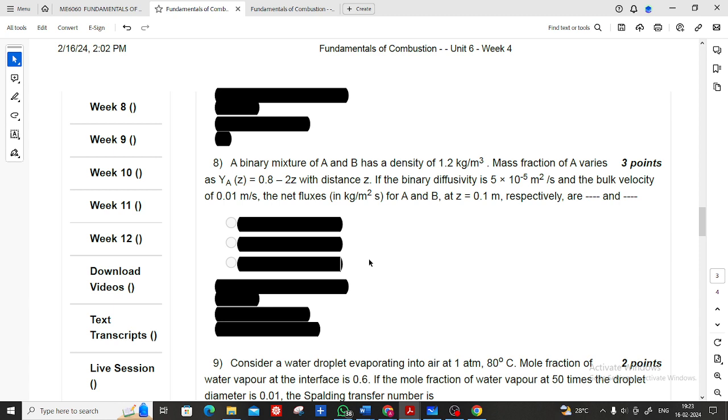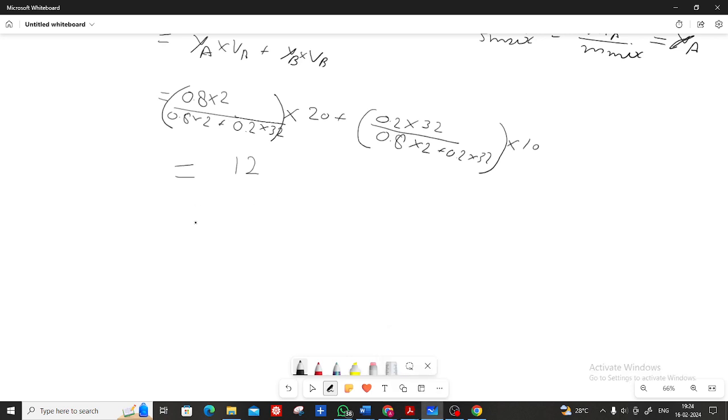Sir, the mass flux of A is 4.68 into 10 to the minus 3 kg per meter square second. Okay, what is the mass flux of B? Sir, it can be calculated from that law: rho DAB dYA by dz equals rho DBA dYB by dz. Wait, I will write it down, then I can think. What are you saying?